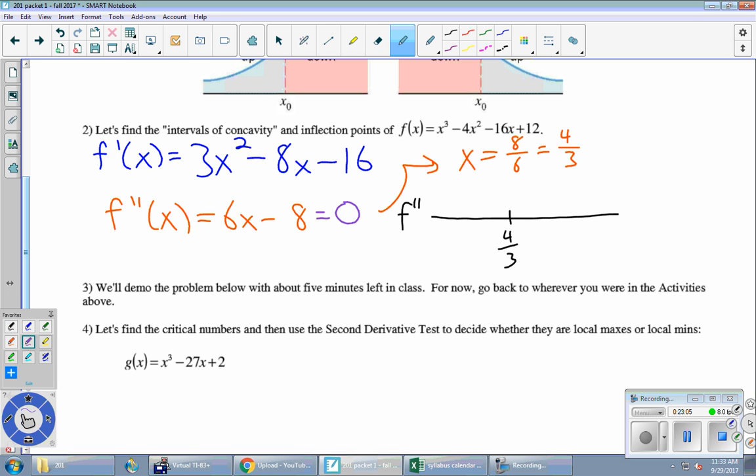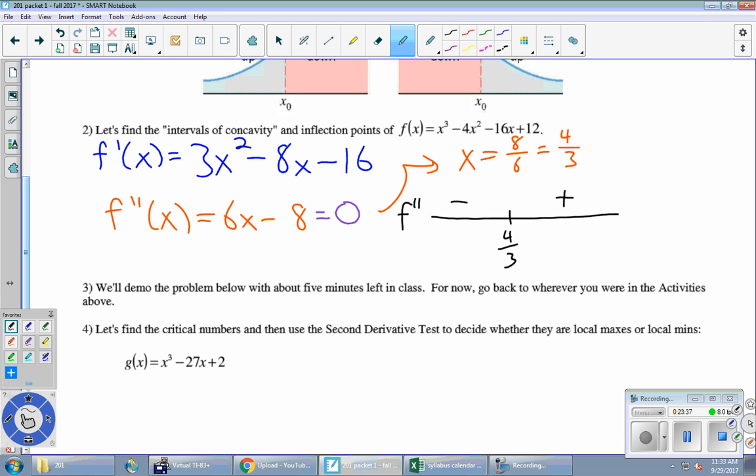So if we plug in a number bigger than 4/3, for example x equals 100, into the second derivative, 6 times 100 minus 8, don't do the arithmetic, just tell me if it's positive or negative. That's definitely positive there. And then we plug in something less than 4/3, for example negative 100. Again, plugging it in, 6 times negative 100 minus 8 is for sure negative.